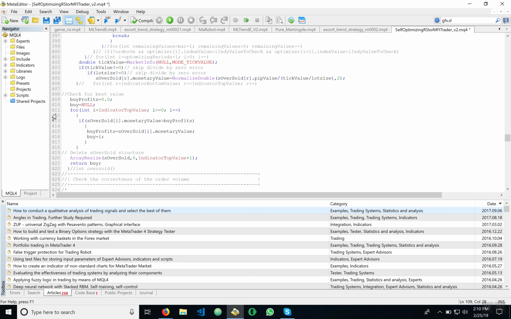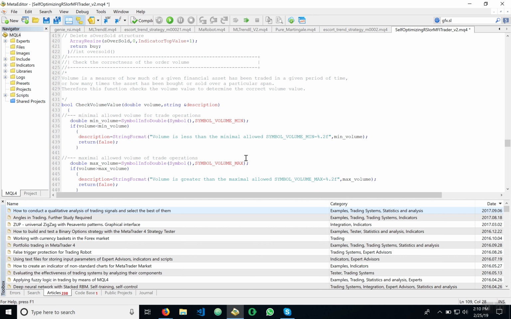This is the section of code here that's in both the overbought and oversold function that compares its values every time it rechecks the position to make sure that the value it is putting forward for the trade is the most optimal or the best.